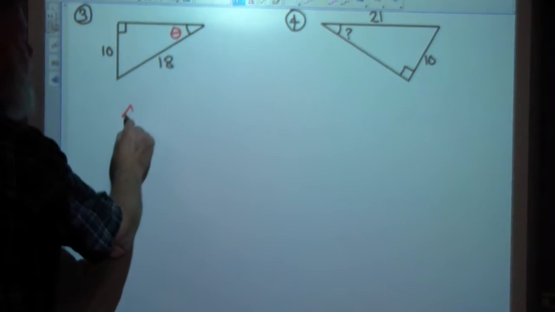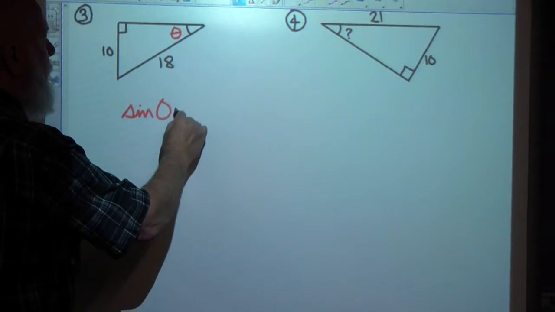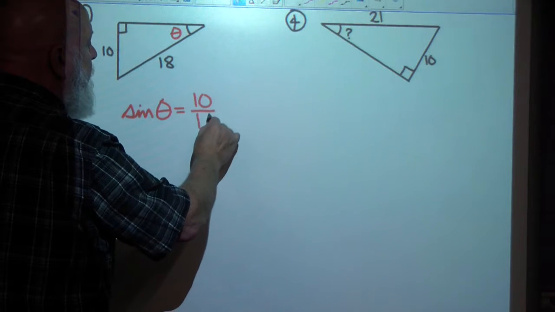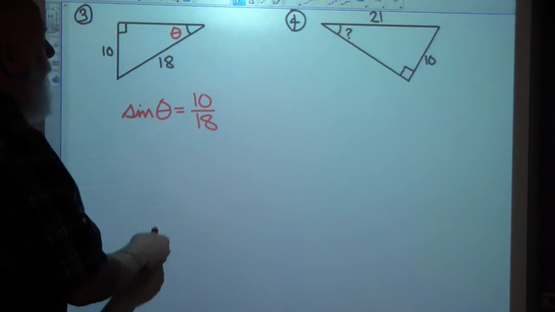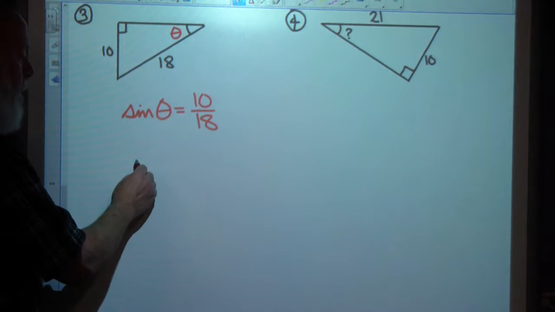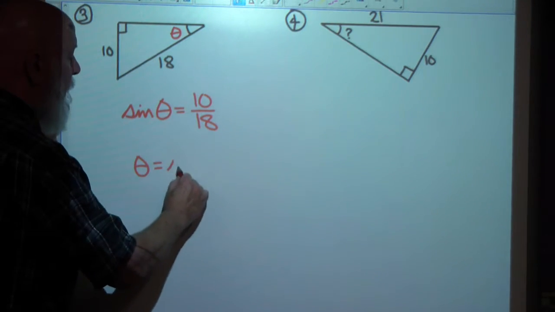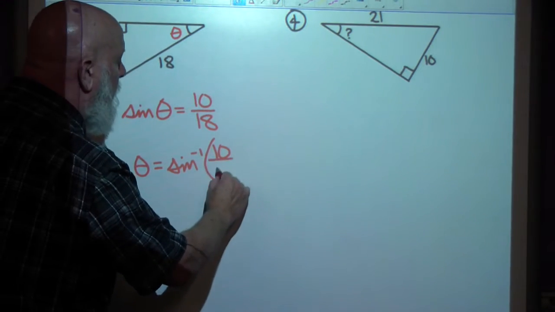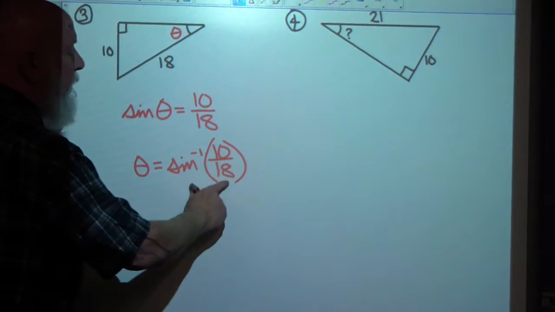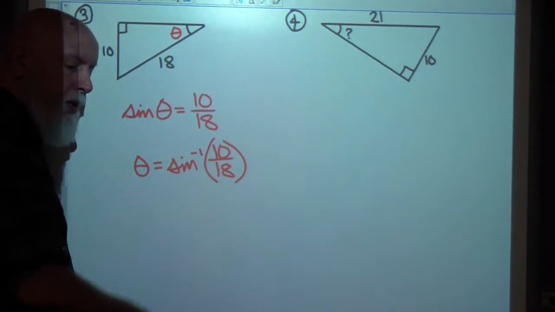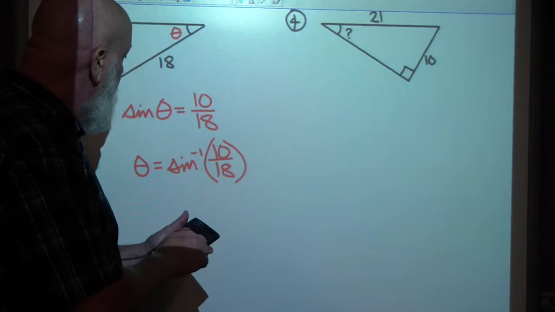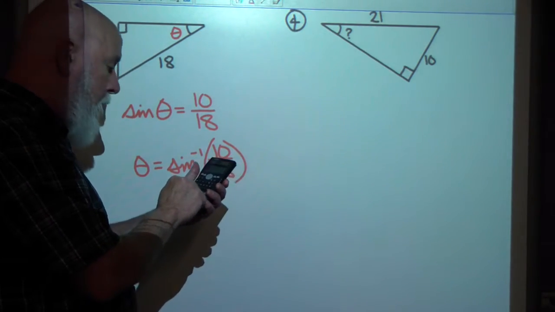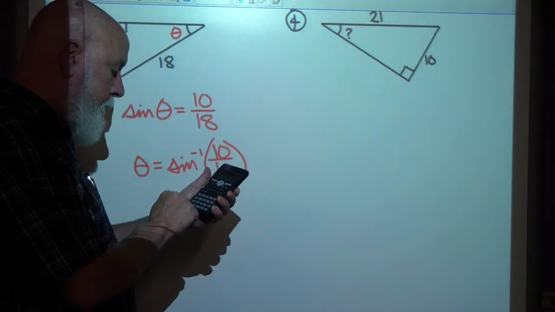I'm going to say, well, the sine of theta is equal to 10 over 18 by the definition of the sine ratio. So if this is true, then theta has got to be the inverse sine of 10 over 18. We could reduce that, but the calculator doesn't care whether that's reduced or not, so I'm not going to bother. 10 over 18. Take the inverse sine of 10 over 18.